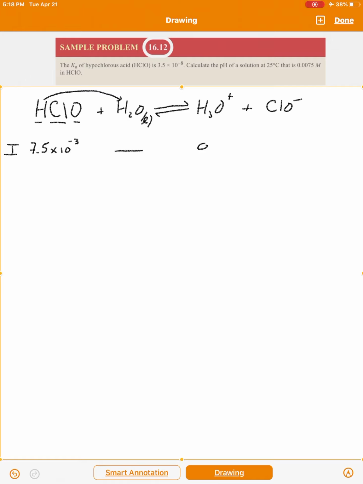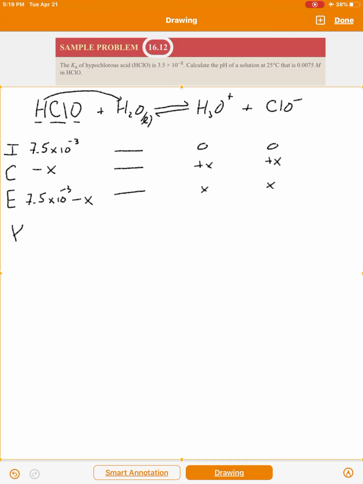The products are initially 0. Q would be 0, so that means the reaction goes toward the products, so you get minus X, plus X, plus X. At equilibrium, 7.5 times 10 to the minus 3 minus X, 0 plus X, 0 plus X.